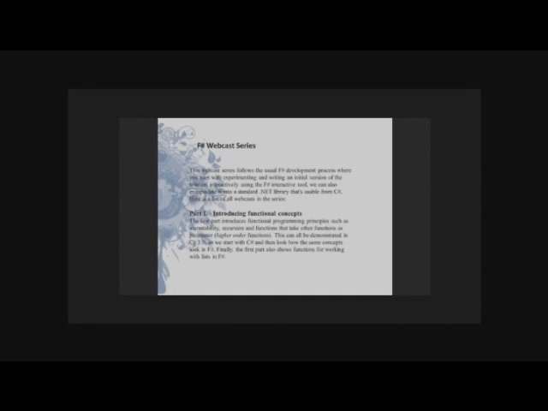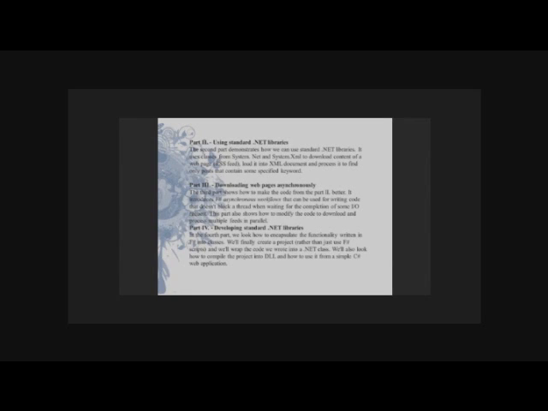Part 1, Introducing Functional Concepts. The first part introduces functional programming principles such as immutability, recursion and functions that take other functions as parameter. This can all be demonstrated in C# 3.0. So we start with C# and then look how the same concepts look in F#. Finally, the first part also shows functions for working with lists in F#.